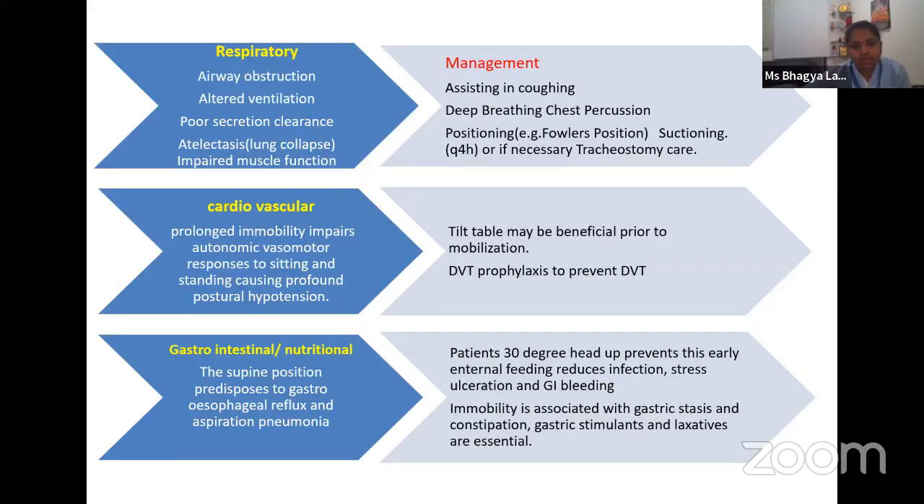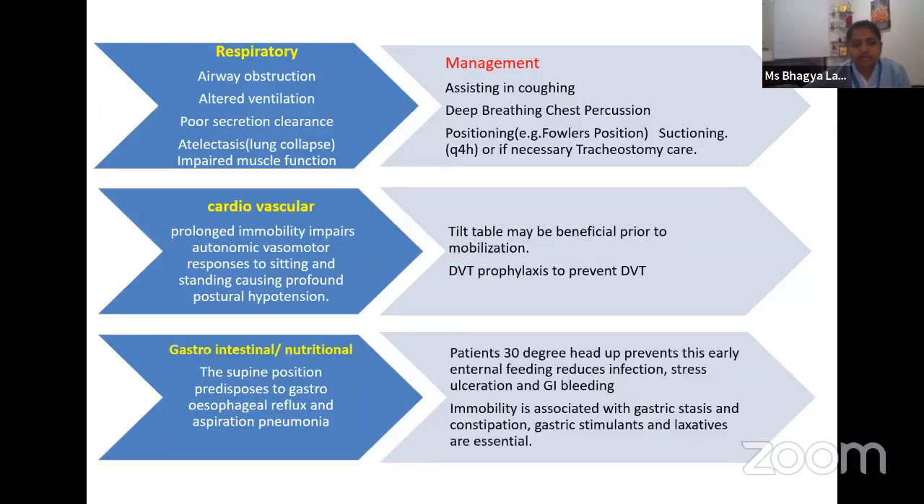So some glimpses of the respiratory and cardio, I'll just read out. Respiratory, what are the things we have to see? Is there any airway obstruction? Is the ventilation happening properly? Is there poor secretion clearance for the patient? If you see these types of things, what is the basic management as routine nursing care we have to do? We have to assess the patient's coughing. If the patient is not conscious or on a ventilator, do suction whenever required. Then deep breathing and chest percussion, for which you can take the help of a respiratory therapist or the physiotherapist. Then following a position, suctioning, and if it is an endotracheal tube, it is endotracheal suctioning. If it's a tracheostomy, we have to do tracheostomy suctioning.